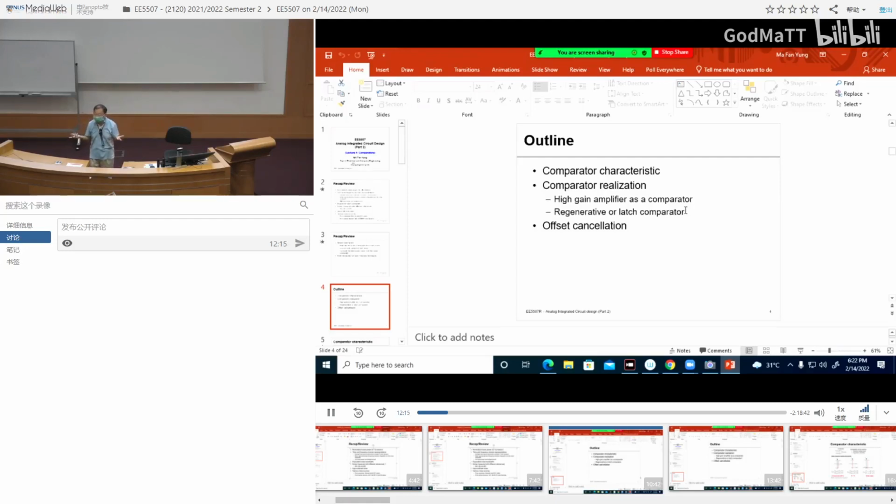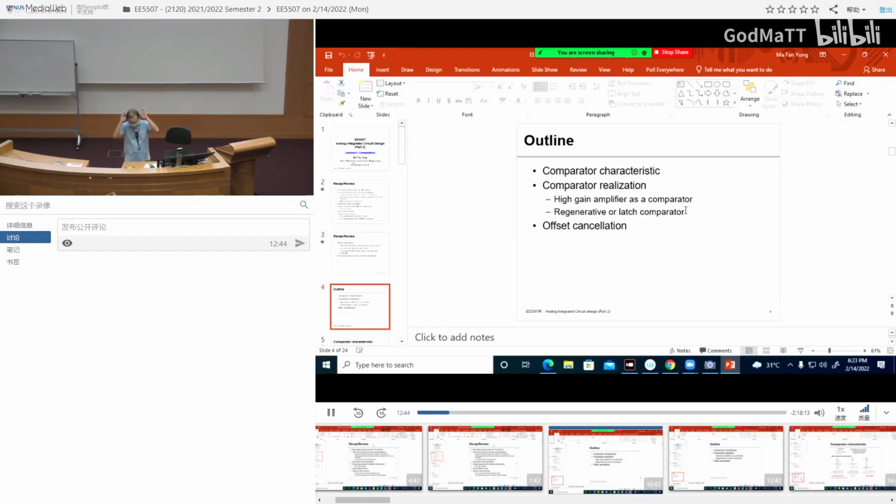What is the cause of this offset? Anybody? Any op-amp that you design, there will be an offset. Okay? Why? The question is, why is there an offset? Anybody? Mismatch. Okay, very good.